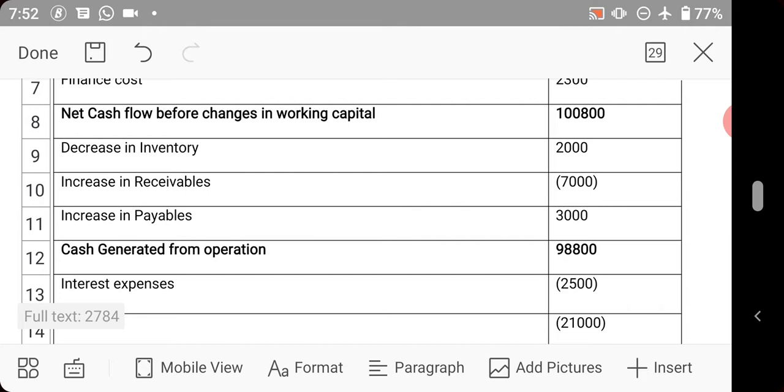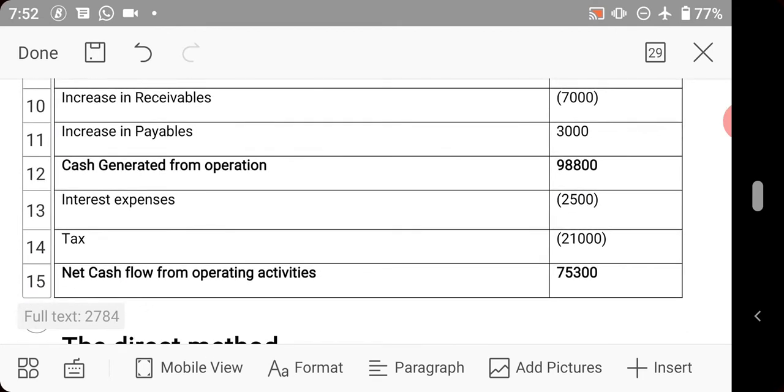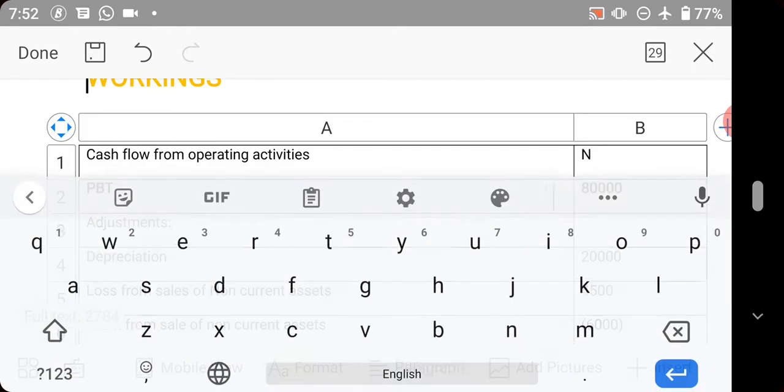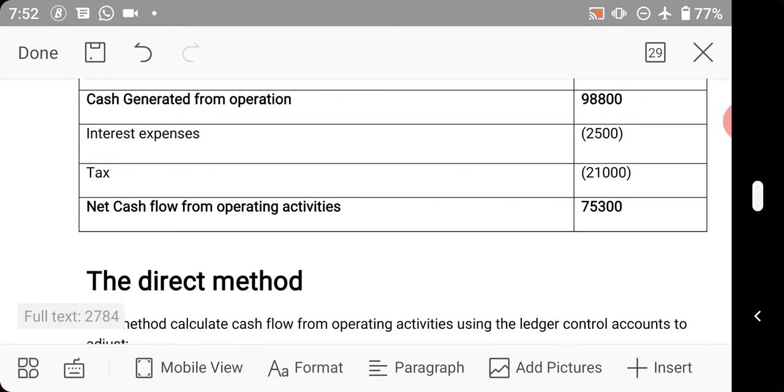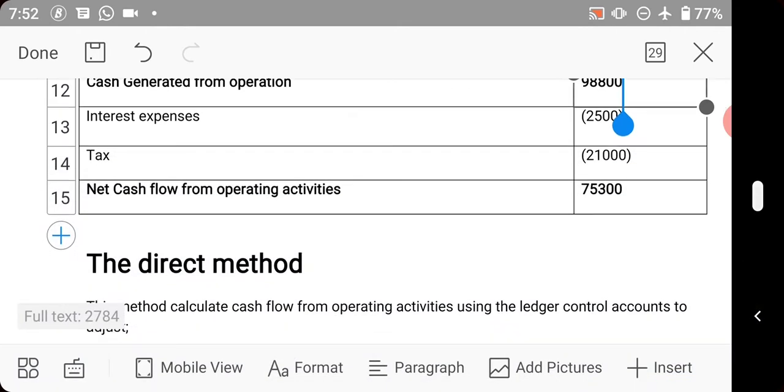When current assets increase, you less the value. When current liability increases, you add the value. We shall do much on this when we start computation. So now you have cash generated from operation to be this value. Then you now take care of your interest expenses, you less it, you less your tax.